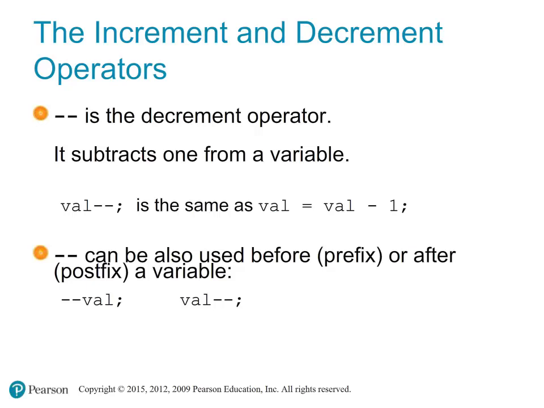Prefix --val decrements val first, then returns the value. Postfix val-- returns the value first, then decrements val.